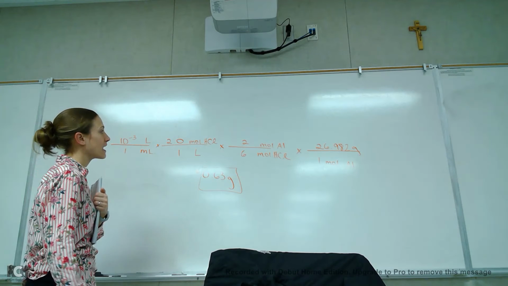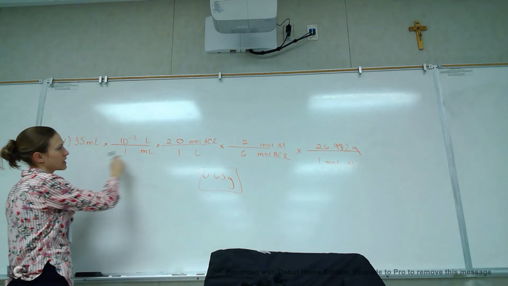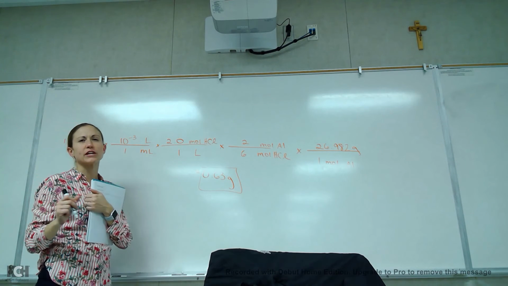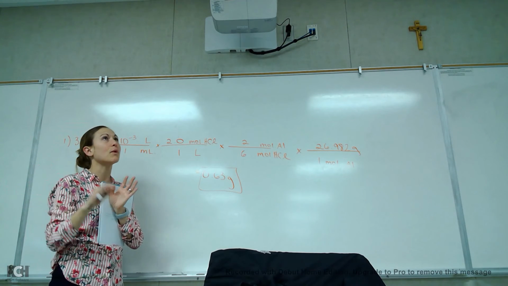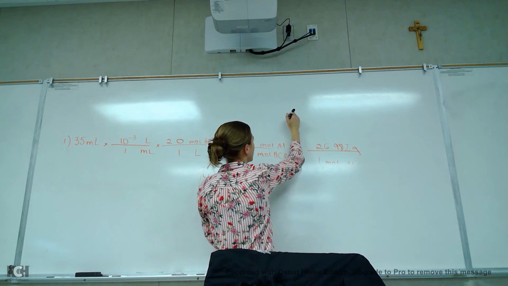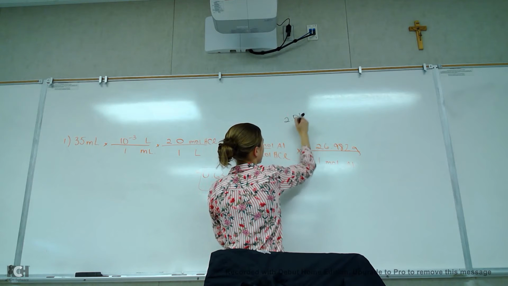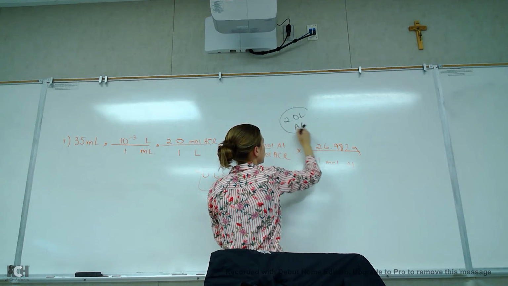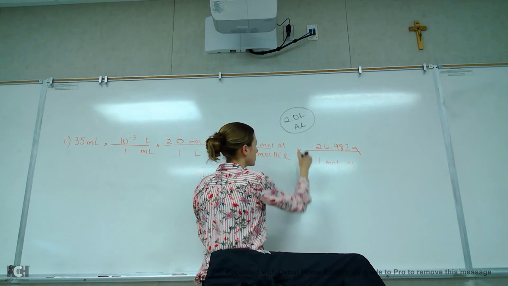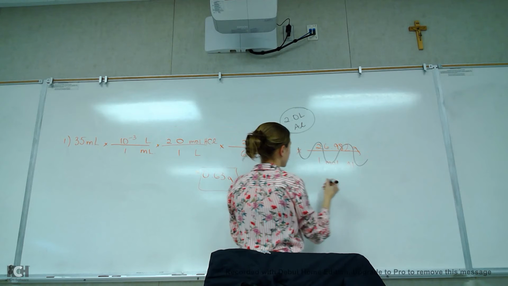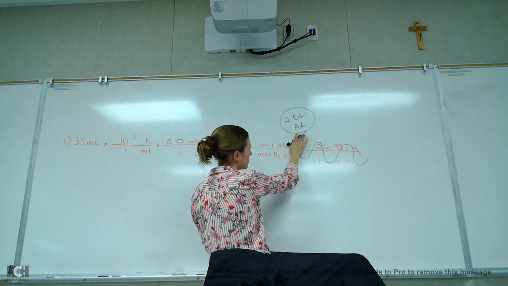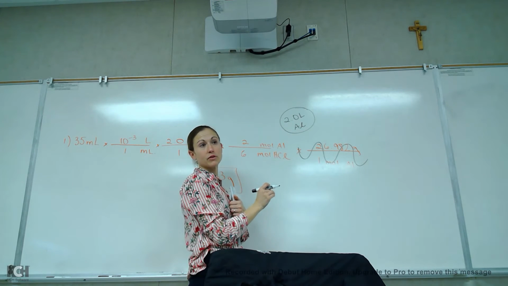What if I told you, hey, you've got 35 mils of 2.0 molar HCl. What is the concentration, even though it doesn't make sense because aluminum is a solid, but what's the concentration of aluminum if I have 2.0 liters of aluminum? So I'm not asking for grams. I am now asking for the concentration. So what's the concentration of aluminum? So at this point, if I stop right here, I've got moles of aluminum. Does everyone agree with that?